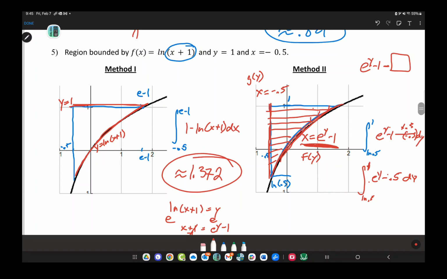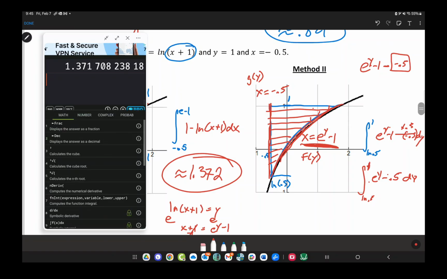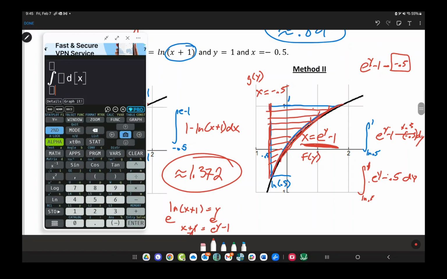In this case, f of y is greater than g of y everywhere. So e to the y minus 1 is greater than negative 0.5 everywhere on my interval. So I'm subtracting a negative 0.5. And what happens when you subtract a negative 0.5? You add 0.5. And negative 1 plus 0.5 is negative 0.5. No, minus negative equals plus.